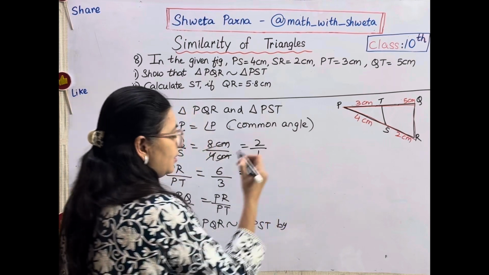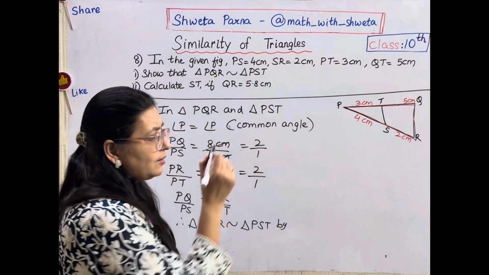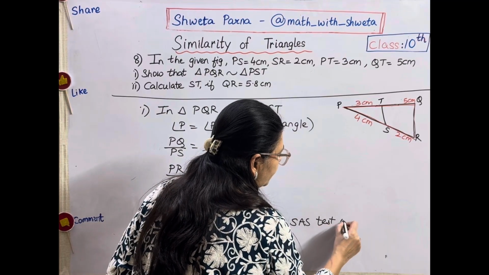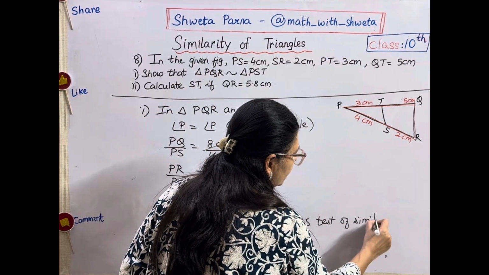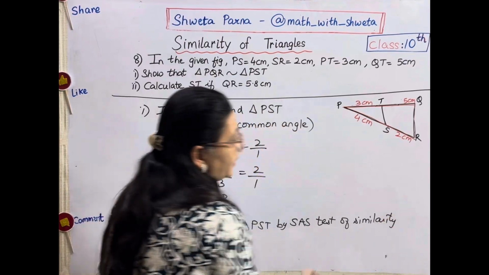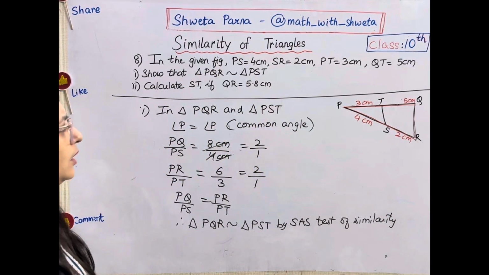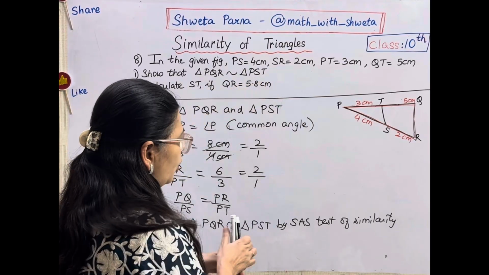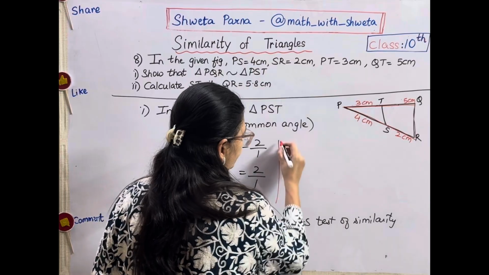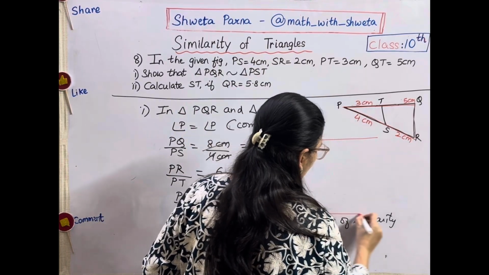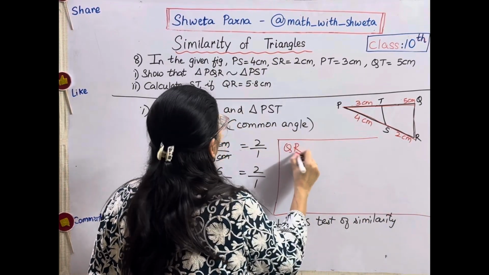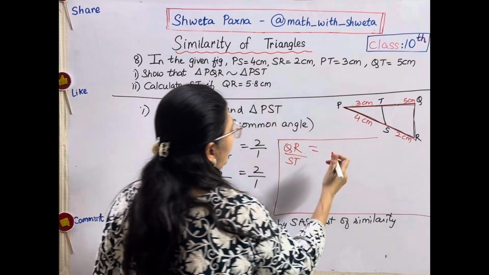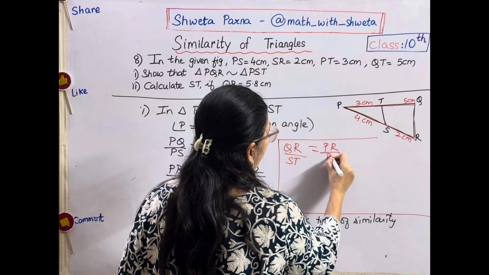Now tell me, the sides are proportional and the angle is there. So it is by SAS test of similarity. Yes, the first part is done. Now for the second part, you have to calculate ST. ST is like this. So QR upon ST will be equal to, take any other length, say PR upon PT.